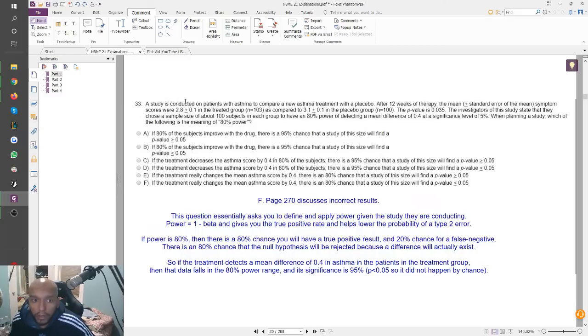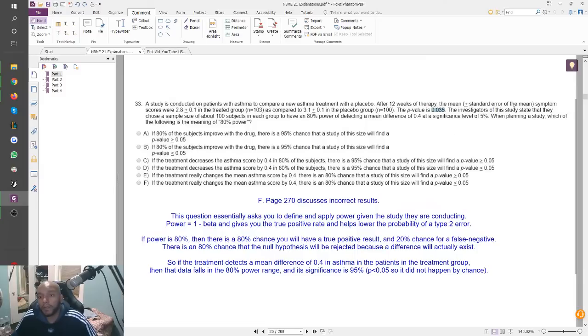A study is conducted on patients with asthma to compare a new asthma treatment with a placebo. After 12 weeks of therapy, the mean, plus or minus standard error of the mean, symptom scores were 2.8 plus or minus 0.1 in the treated group, with 103 people being treated, right, N is the number of people, as compared to 3.1 plus or minus 0.1 in the placebo group, with 100 people being in the placebo group. The p-value is 0.035, which is less than 0.05, so that's good.